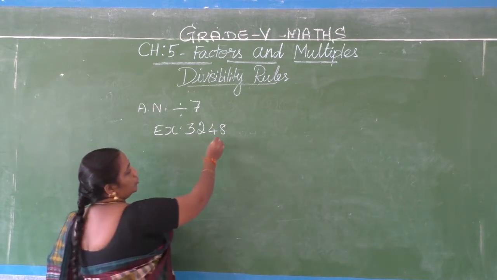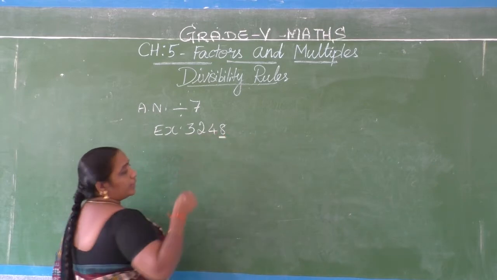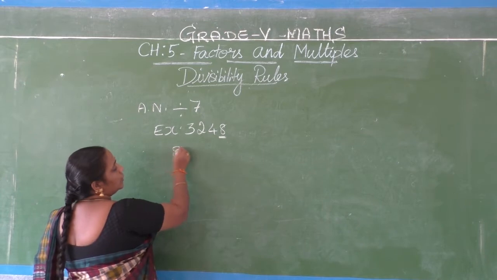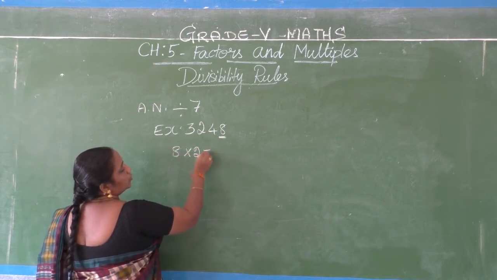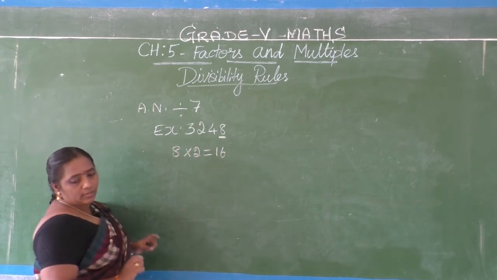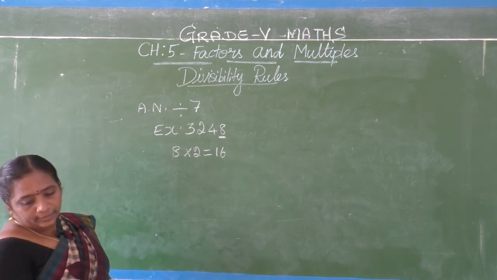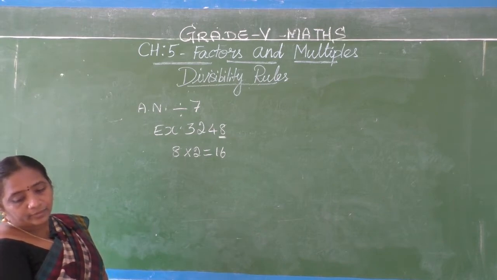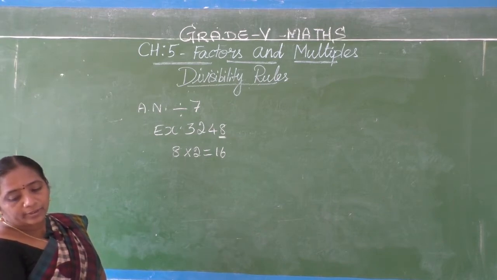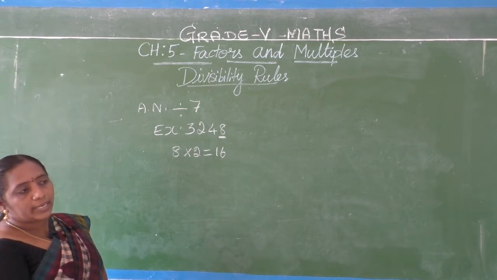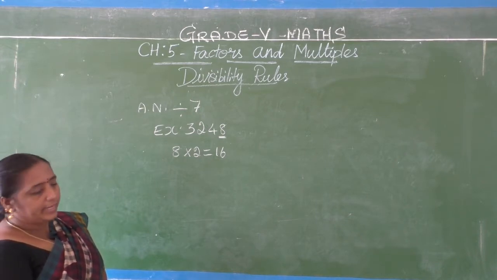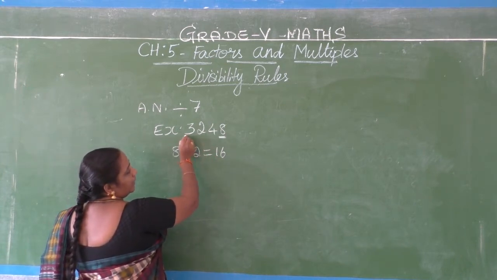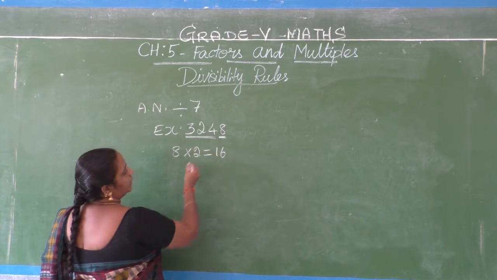Okay, first what you have to do, take twice the number in the ones place. In the ones place we have 8, twice means we have to multiply by 2. So 8 twos are 16. Okay, this is the first step. Then we have to take the difference for the rest of the number. Difference means we have to subtract this number from the remaining number. Rest of the number means the remaining places.